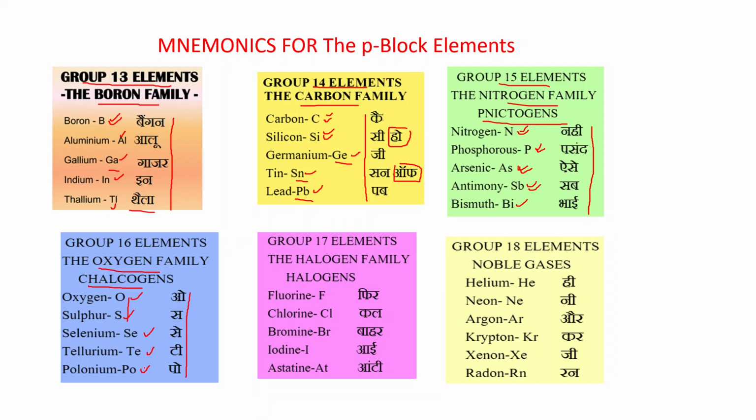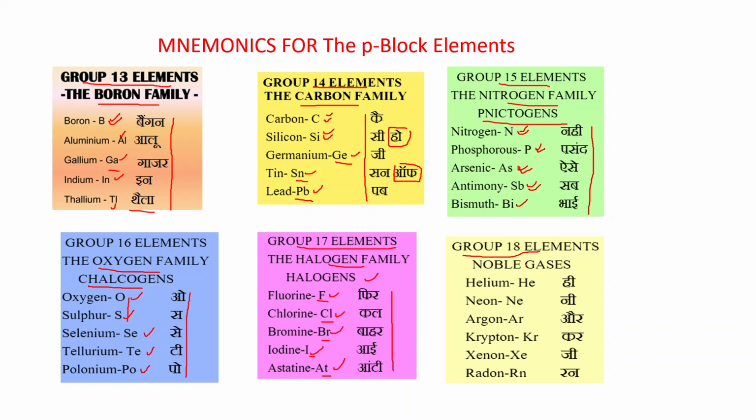Os se tipo. Group 17 elements, halogen family, also known as halogens. First member is fluorine, then chlorine, bromine, iodine, astatine. Mnemonics: फिर कल बहार आई आंटी. फिर F, fluorine, कल Cl, chlorine, बाहर Br, bromine, I, iodine, aunty, At, astatine.